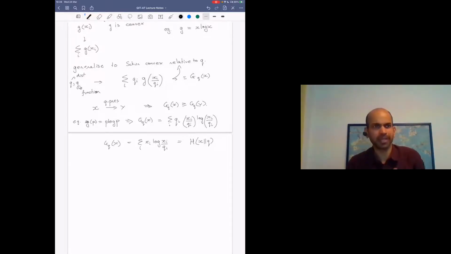I'm expecting that almost all, if not all of you, at least those who have done the QIT or QIP courses, will have seen the relative entropy turn up in some form or the other. And here you see we just get the relative entropy of x with respect to q.